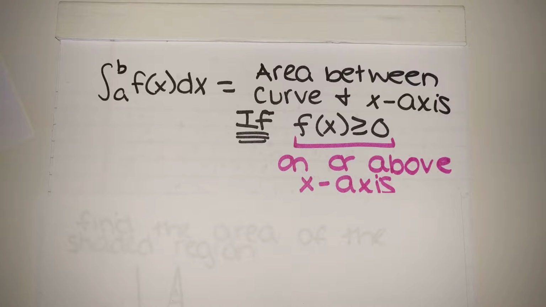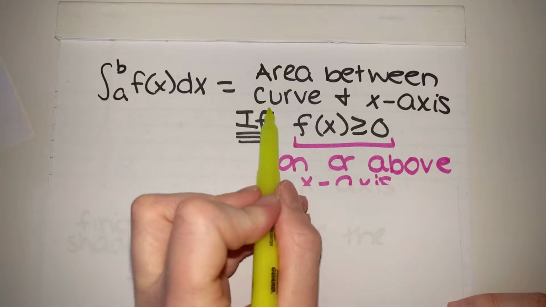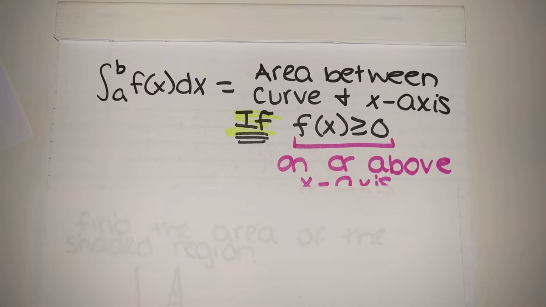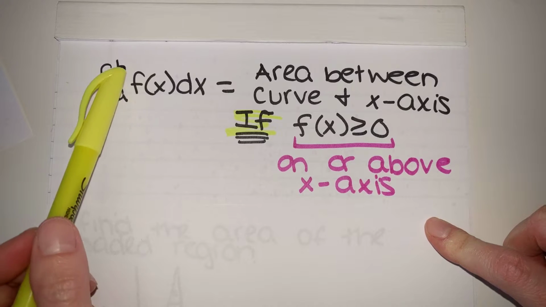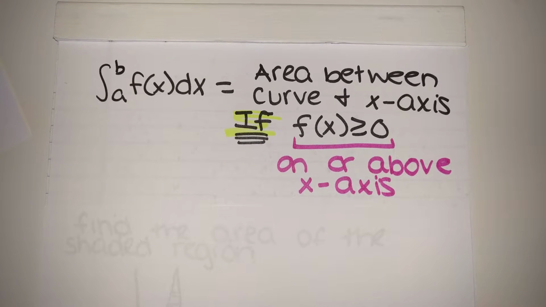One of the main reasons why definite integrals are useful in the real world and in mathematics is because they give us the area between the curve and the x-axis, provided that f of x is greater than or equal to 0 and a continuous function. But the key thing is that the function has to be on or above the x-axis for this interval from a to b.